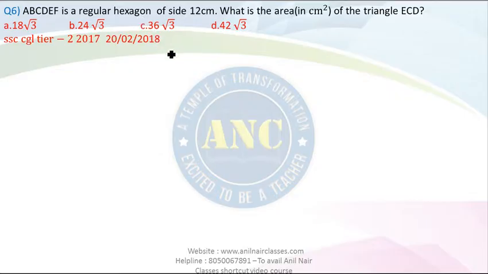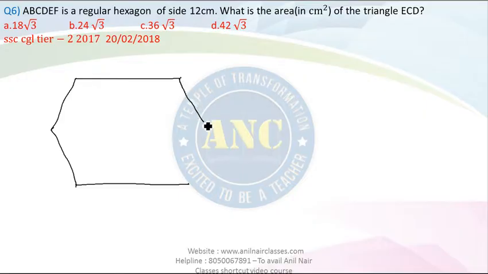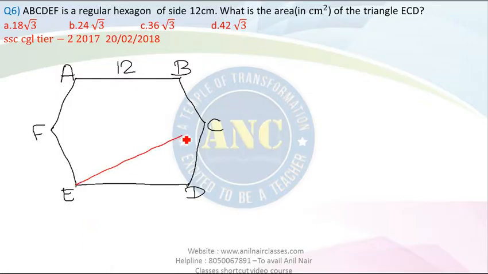Your question is: ABCDEF is a regular hexagon of side 12 centimeter. Let me draw it so that we will understand it better. ABCDEF is a regular hexagon of side 12 centimeter. Let me name it also. It is ABCDEF, right? Side is given as 12 centimeter. Each side is 12 centimeter. Beautiful. What is the area of triangle ECD? That means there is some triangle called ECD, right? This particular triangle area is what they are asking you in the question.